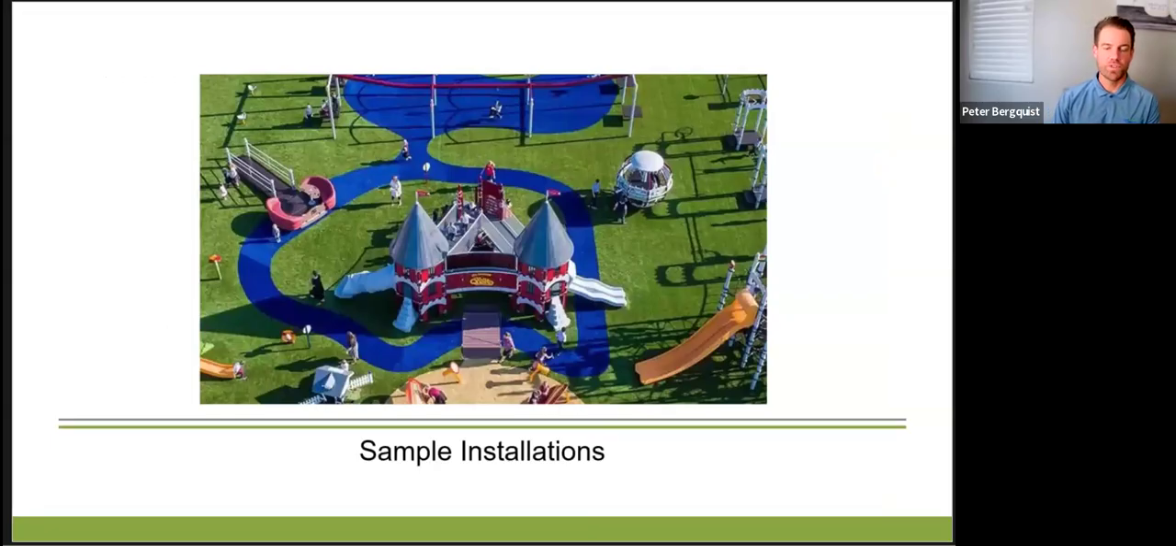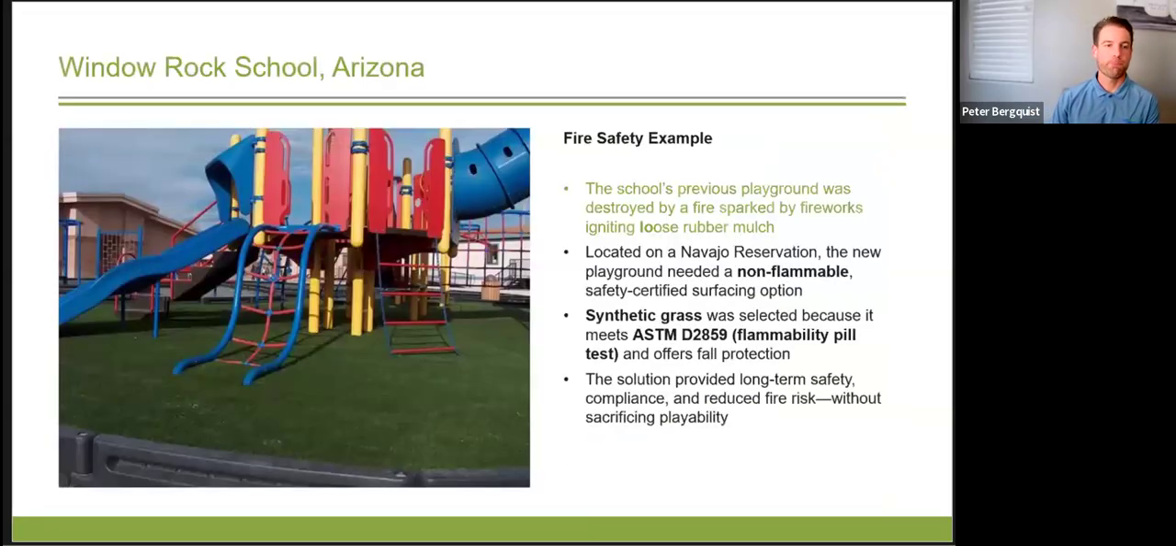Next few slides, we'll go over a few sample installations. This here was an installation in Arizona at Window Rock School. So the school's previous playground was destroyed by a fire sparked by fireworks igniting loose rubber mulch. It's located on Navajo Reservation, and the new playground needed a non-flammable, safety certified surfacing option. So synthetic grass was selected because it meets ASTM D2859 flammability pill test and offers fall protection. The solution provided long-term safety, compliance, and reduced fire risk without sacrificing playability.